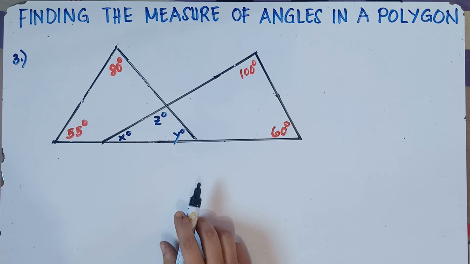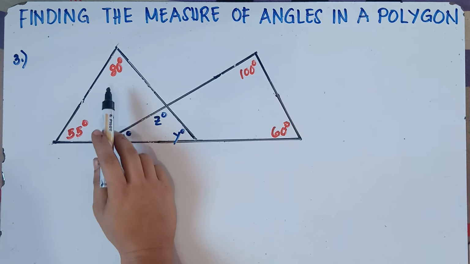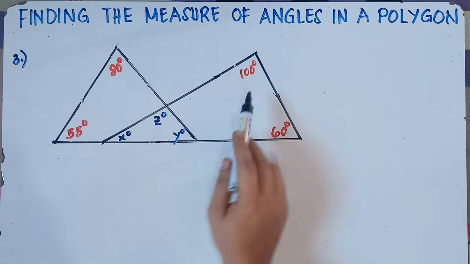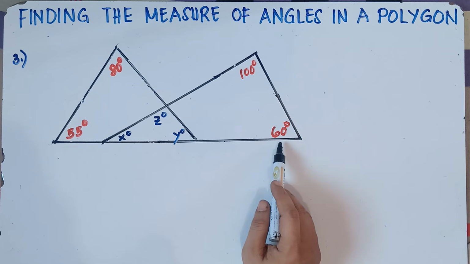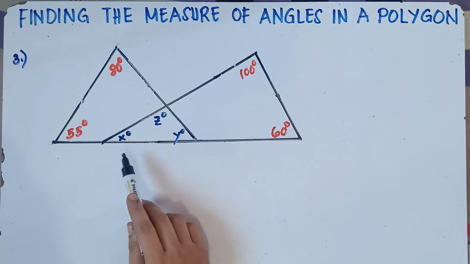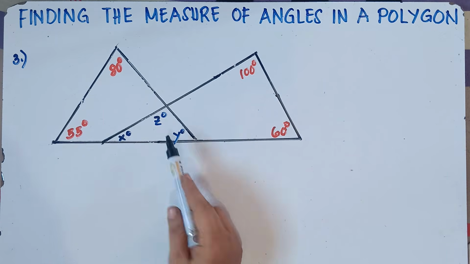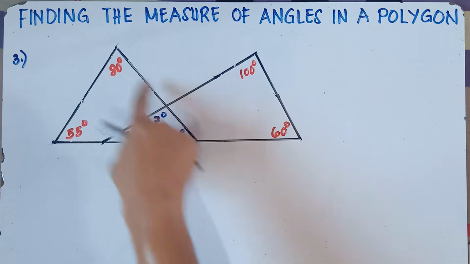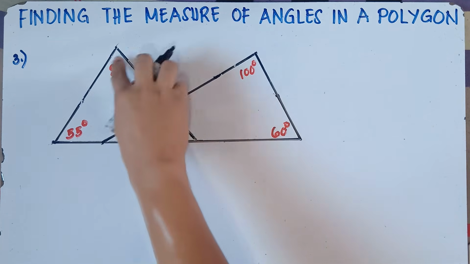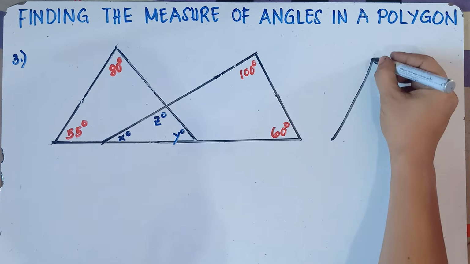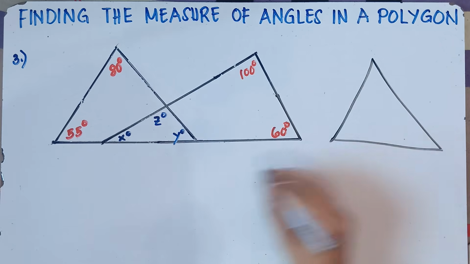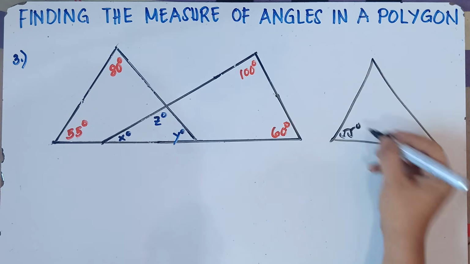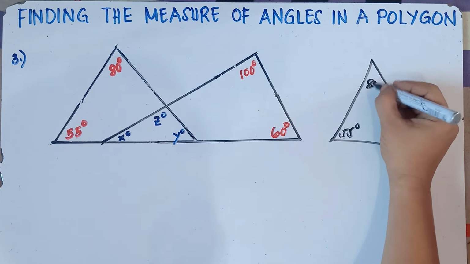Example number 3. We are given 80 degrees, 55 degrees, 100 degrees, and 60 degrees. And we're told to find the value of X, Y, and Z. So in this scenario, class, based on this given illustration, we can create this triangle. Okay, this one triangle, class. So we can create this one. Alright, so this will be 55 degrees. And then this is 80.